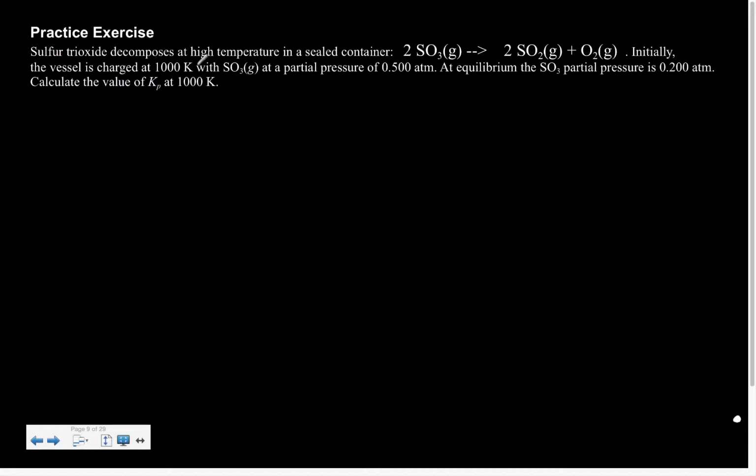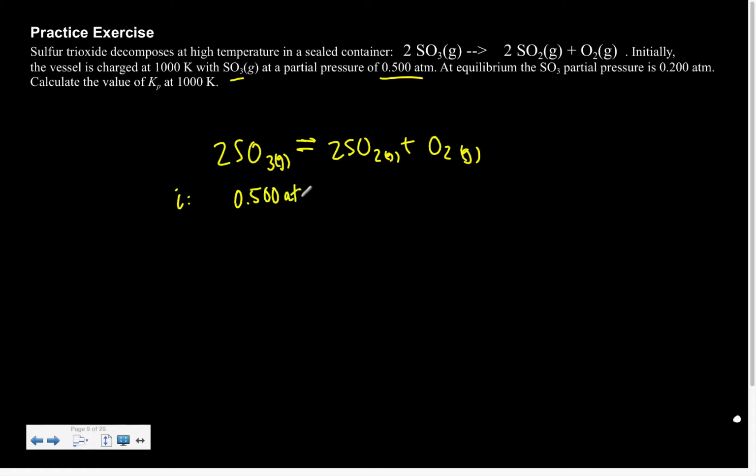It says we have sulfur trioxide that decomposes at a high temperature in a sealed vessel. So let's start by writing our reaction, which says 2SO3 goes to 2SO2 plus O2, and they're all gaseous. And it says that initially the vessel is charged at 1000 Kelvin with SO3 at a partial pressure of 0.5. So I know that this is 0.5 atmospheres.